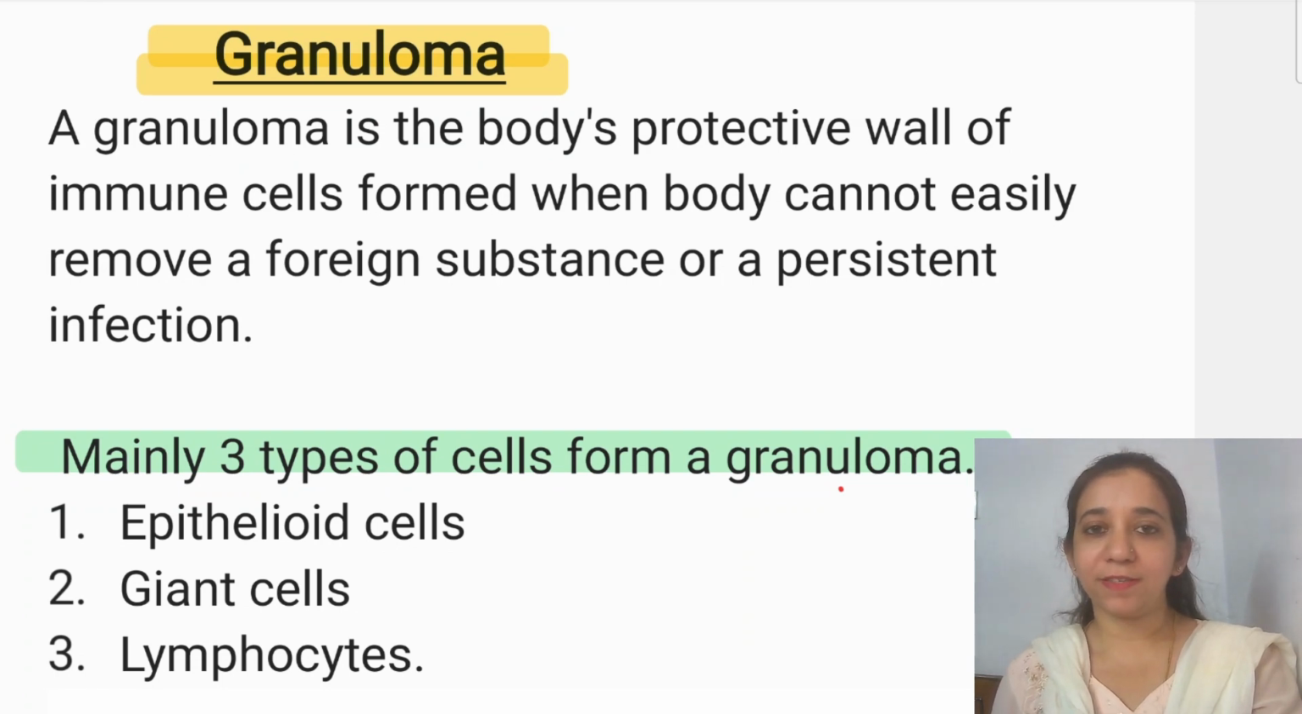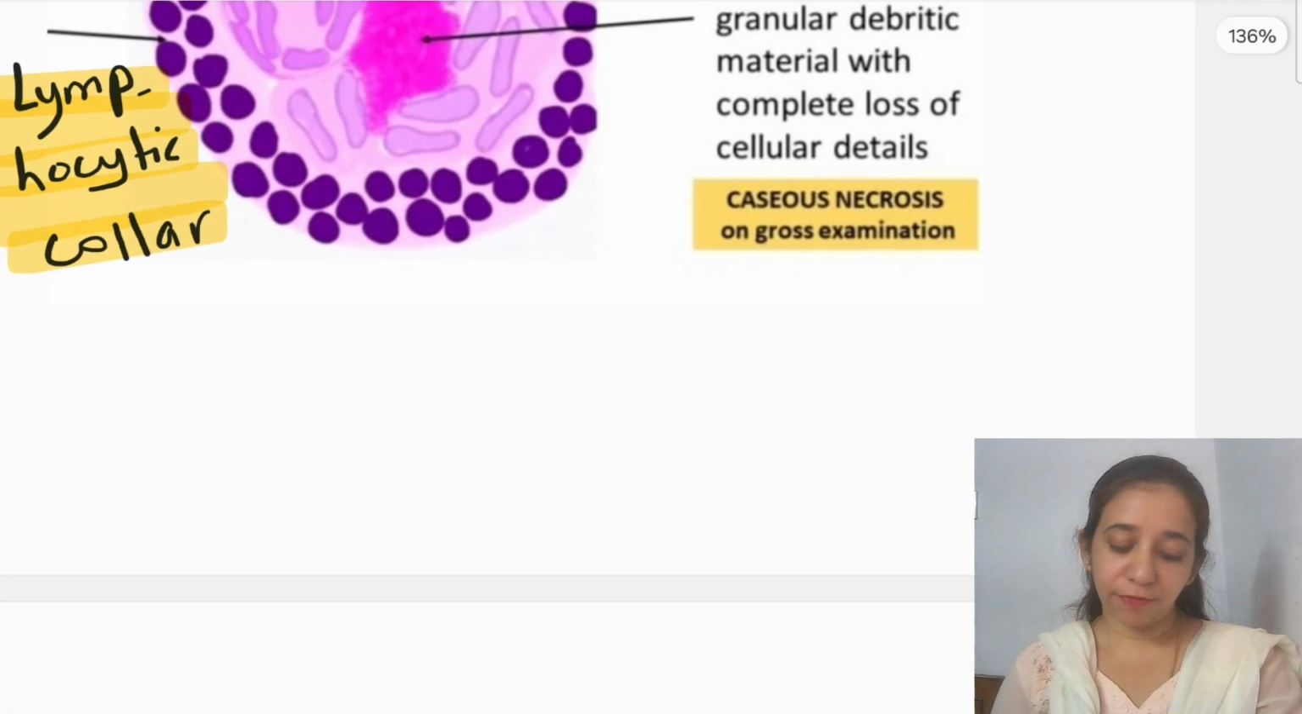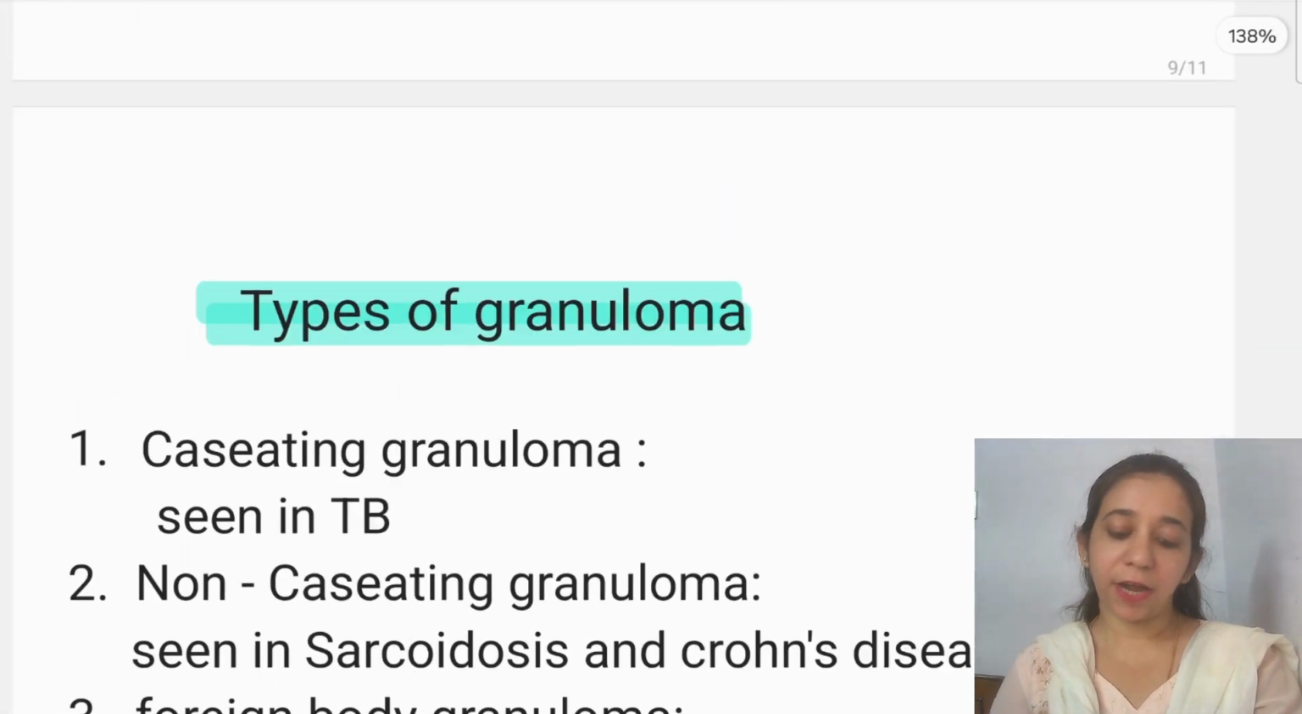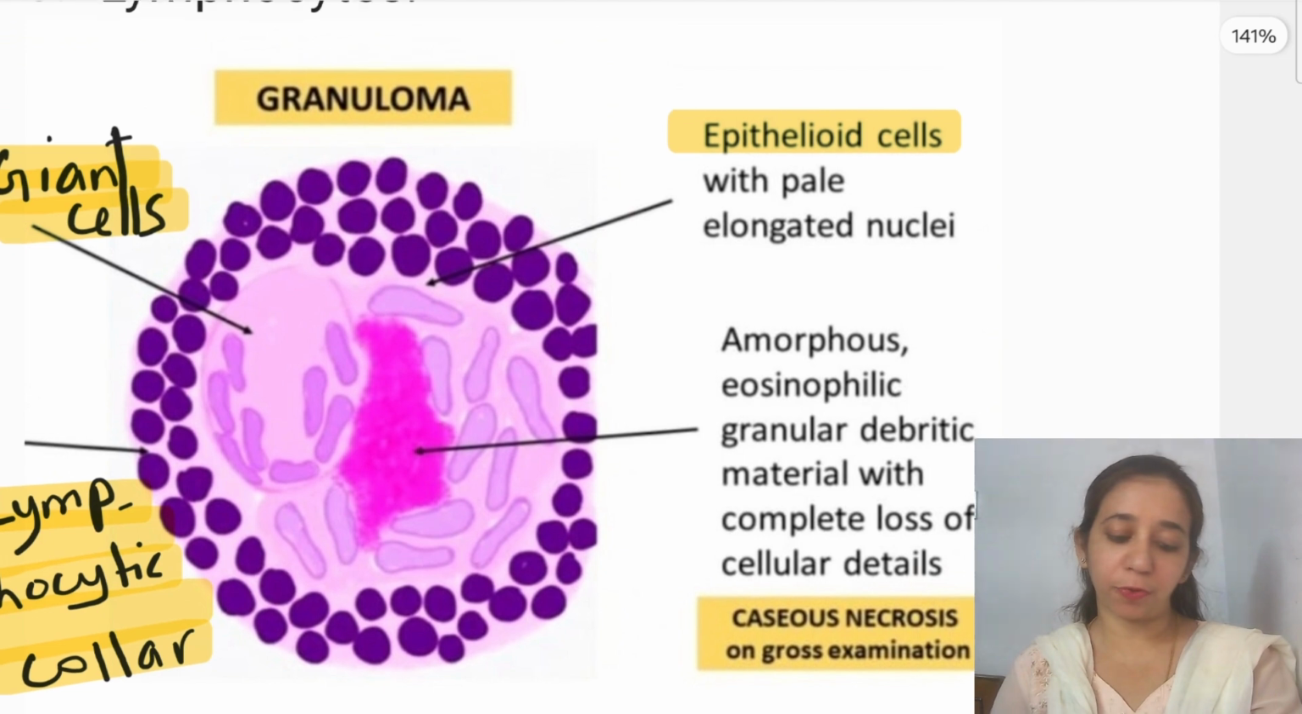Hello dear students, today we are going to study about the granuloma. In our previous video we have seen chronic inflammation and very briefly about the granuloma. Today in this video we will discuss what is the definition of granuloma, what all types of cells we can see in granuloma and what are the different types of granuloma, and how the granuloma looks under a microscope.